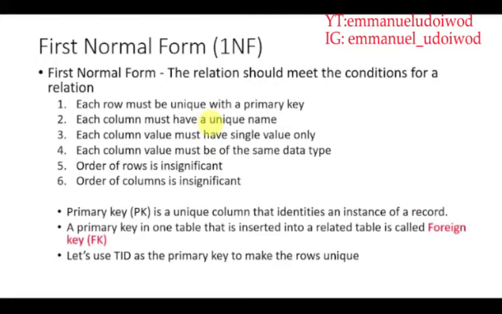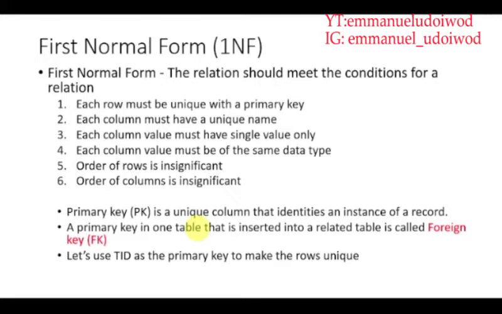The primary key in one table can be inserted into a related table, and we call it a foreign key. Usually if a table is so big and you need to break it down, you can pull out the primary key from one table, put it into another table, and you have it there as a foreign key. And automatically it gives you a relationship between the two tables.